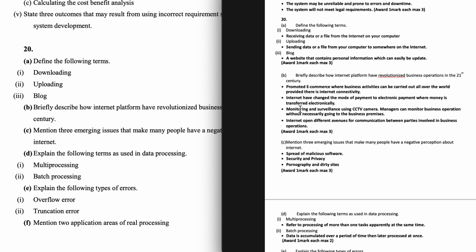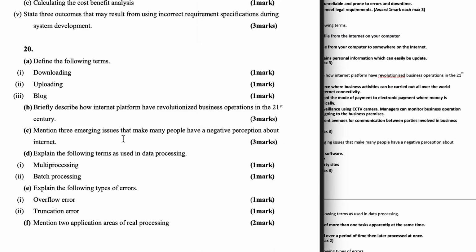electronically. Monitoring and surveillance using CCTV camera. Managers can monitor business operation without necessarily going to the business premises. Internet opens different avenues for communication between parties involved in a business operations.